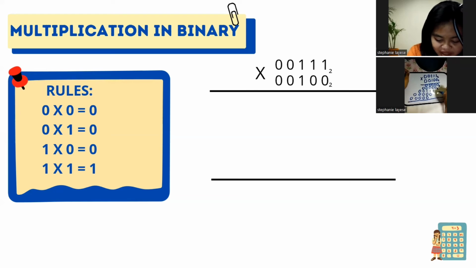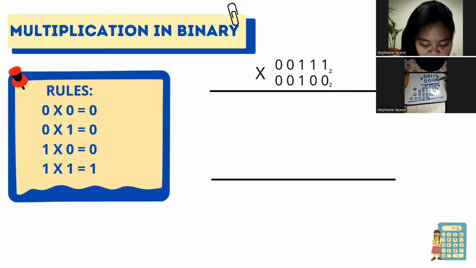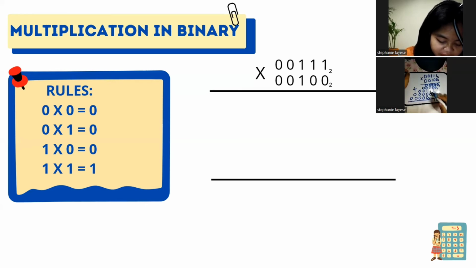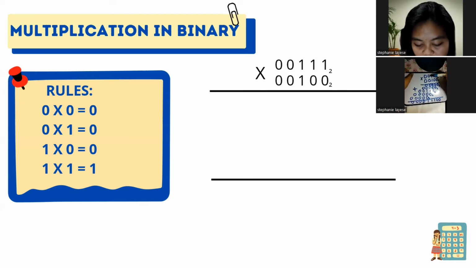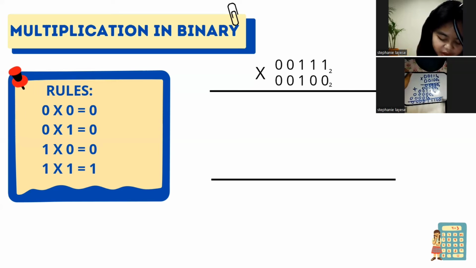Then we will add this all. And don't forget to add the subscript of 2 whenever you do this equation. And now make sure that all of it is aligned, so you will not get the wrong answer. We bring down 0, 0, 1, 1, 1, and copy 0, 0, 0, 0. And again, we will count how many bits we have. 1, 2, 3, 4, 5. So we will remove this, copy the subscript of 2, and we have the answer.